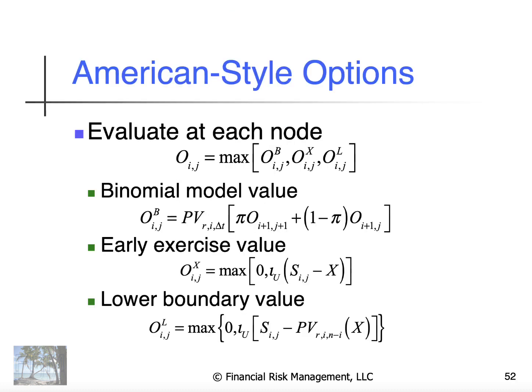Just as with the GBM model, American style, we have to test for the binomial value, the early exercise value, or the intrinsic value, and the lower boundary condition, making sure that we select a maximum of those three, which is what an investor would do.